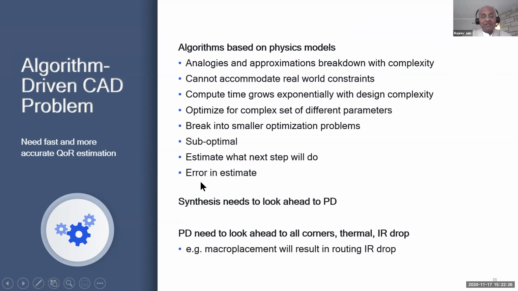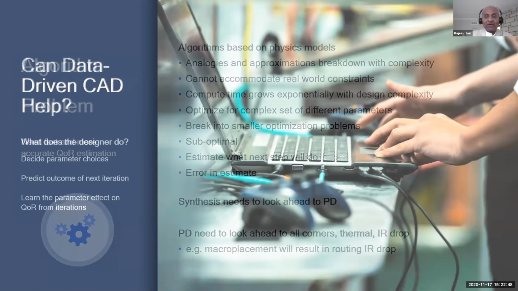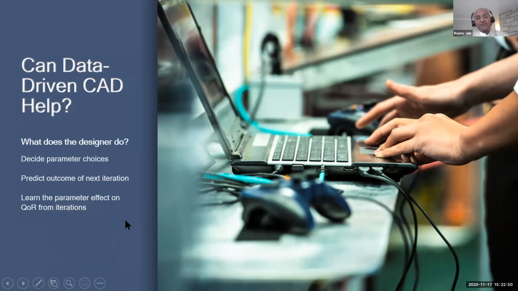and synthesis, for example, there is also the problem that synthesis needs to look ahead to the impact of its decisions on physical design. Physical design has to look ahead to the impact of decisions based on the process corners, for example. So there are many, many loops in this iterative process, all of which rest on one fundamental thing, and that is, can I predict with a reasonable accuracy and very quickly what the quality of the result is going to be? So can data-driven CAD help? That's the next question we ask.